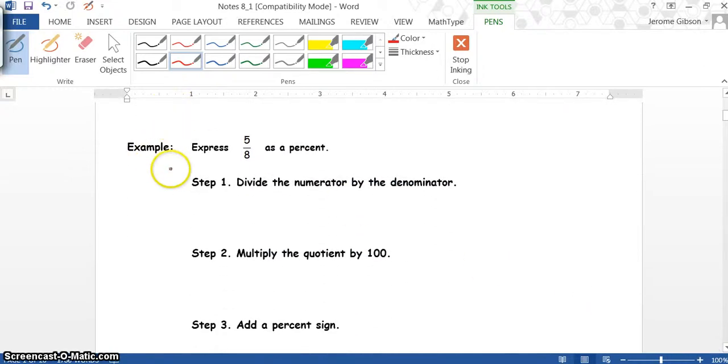Now, we come to our first example. It says express 5/8 as a percent. So the first thing we want to do is divide the numerator by the denominator. So we would take 8 into 5. Now we should put 0.00 just as placeholders. So we bring up our decimal. Matter of fact, let me write it over here. This will give us more space.